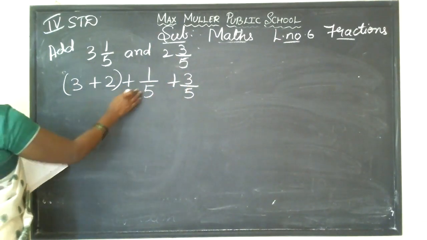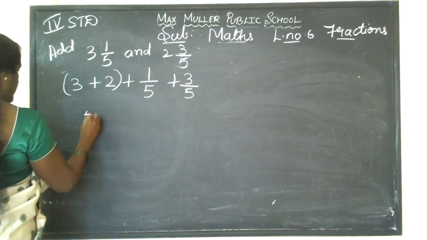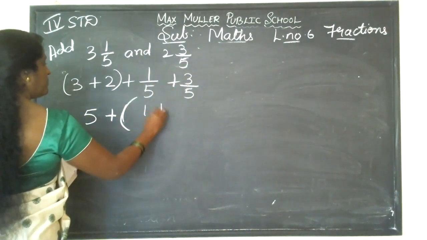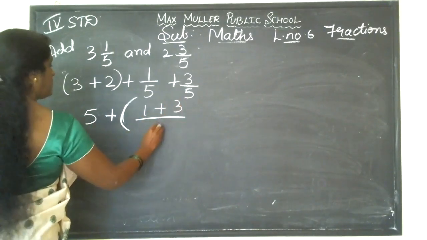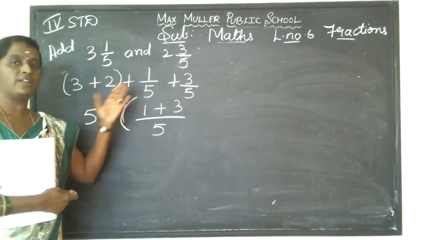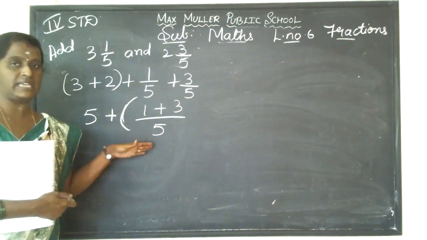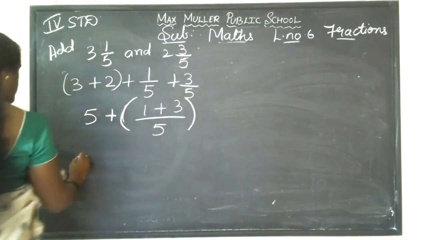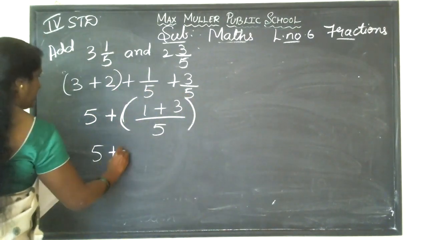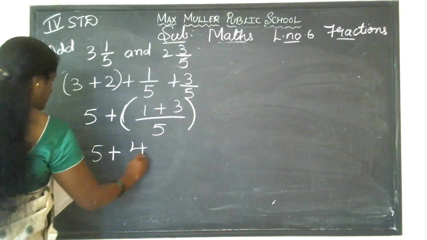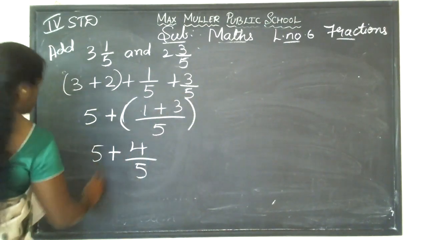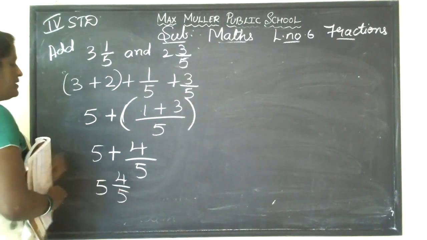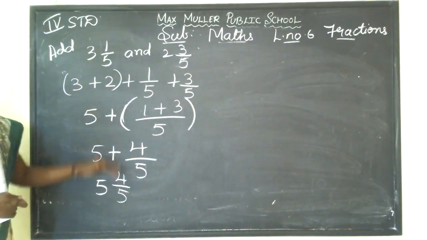3 plus 2, how much? 5. Plus, see, 1 plus 3 by 5. As I told, the denominator will always be the same, so I have copied this 5. So 1 plus 3 is 4. So you should copy like this: 5, 4 by 5. See here, how to do addition.